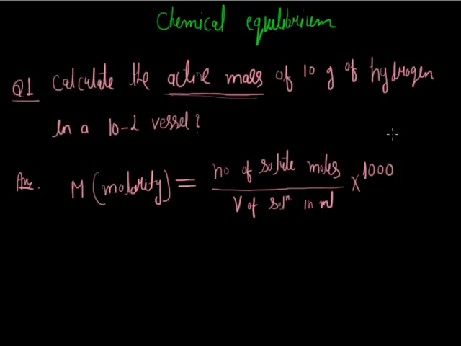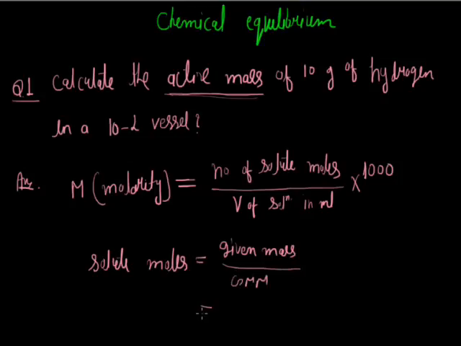Now we have the solute, which is hydrogen. First we calculate the number of solute moles. Solute moles equals given mass upon GMM, gram molar mass. Here the solute is hydrogen. Its given mass is 10 gram and GMM for hydrogen is 2. Here hydrogen is considered as H2. If hydrogen atom is not specified, then hydrogen is always considered in the molecular form. So the GMM, gram molecular mass, for hydrogen is 2. So that will be 5, which means solute moles becomes 5.